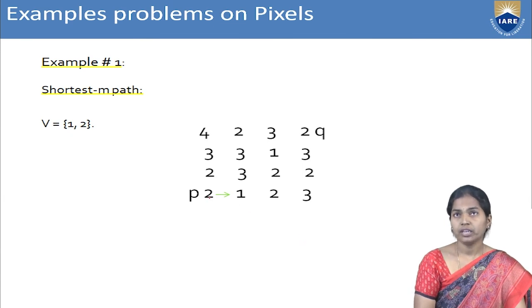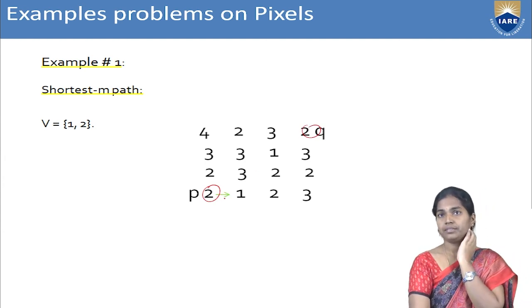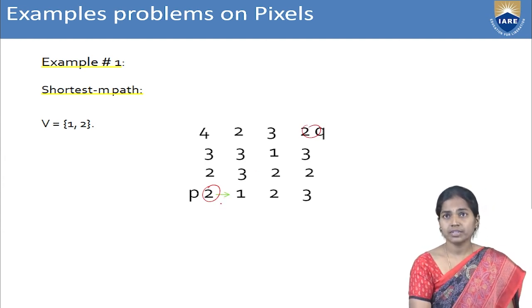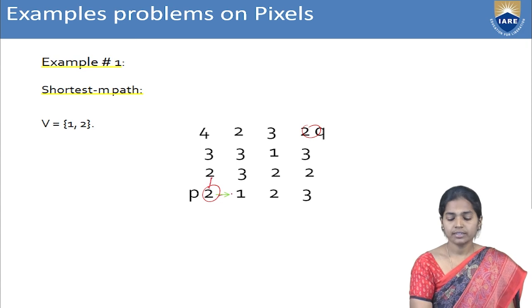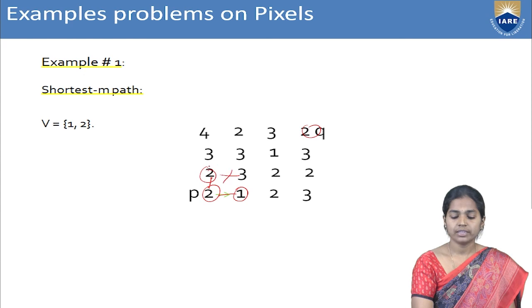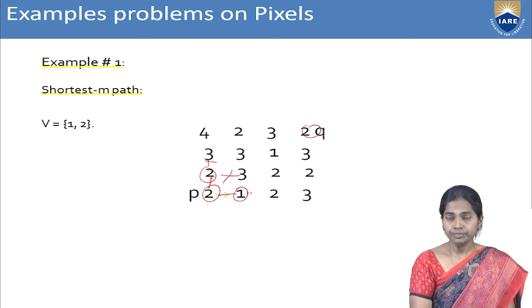So in this one, this is point P, this is point Q. With the use of M path, here also the same conditions, this side and this side. So from this point, is there any possibility? It is also not existing. From this point, this path is there, this one is there.